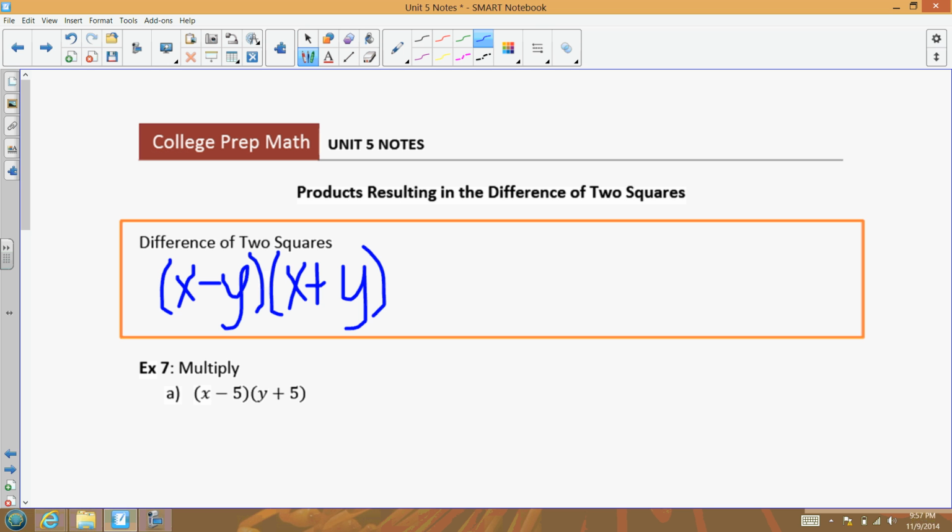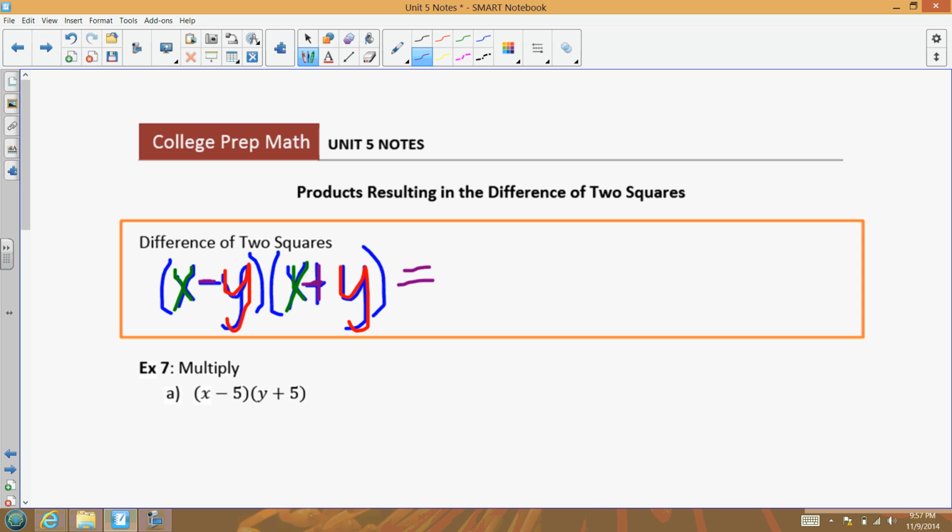do you ever see something like that where you have a minus and you have a plus and you have the same terms? Notice how the x's are the same, I have two y's that are the same, and in between them I have opposite signs. So whenever you have the same thing, but the only thing that's different are these signs, the minus and the plus, this is a difference of perfect squares situation, and the middle terms are going to cancel.